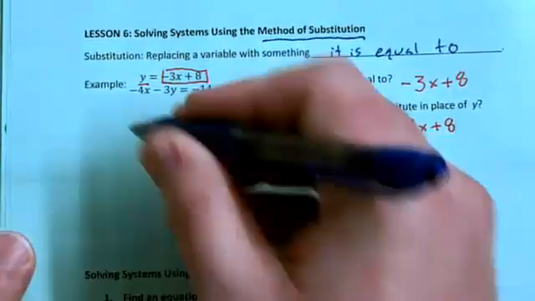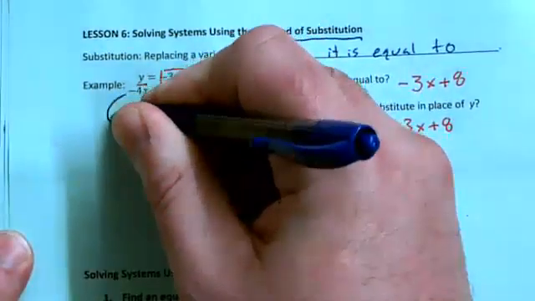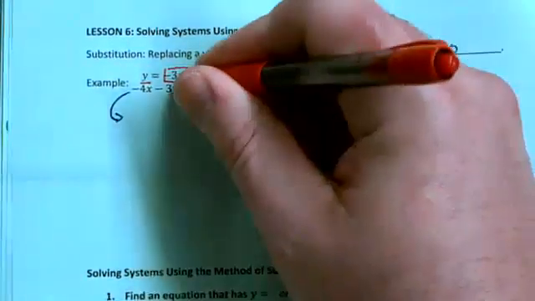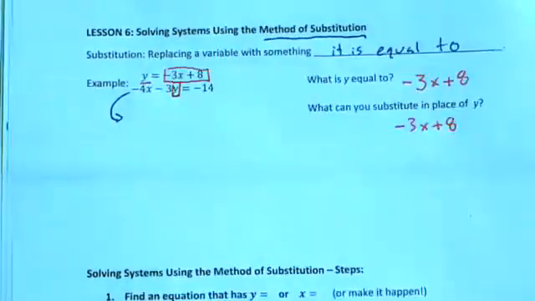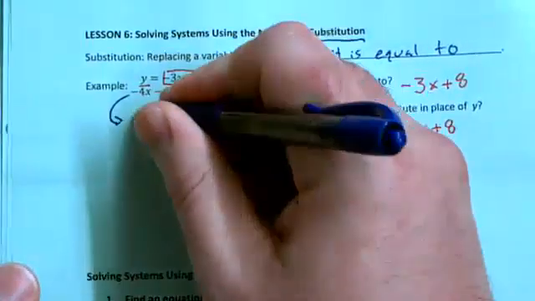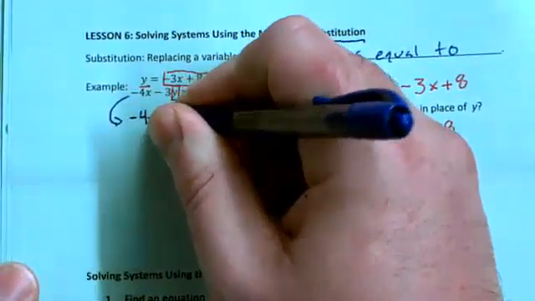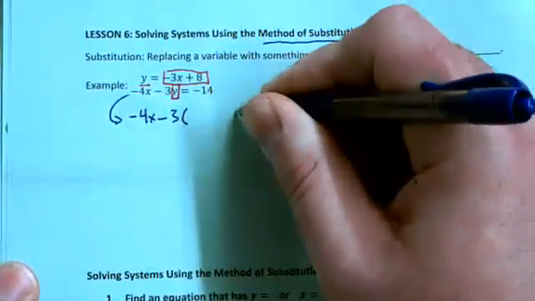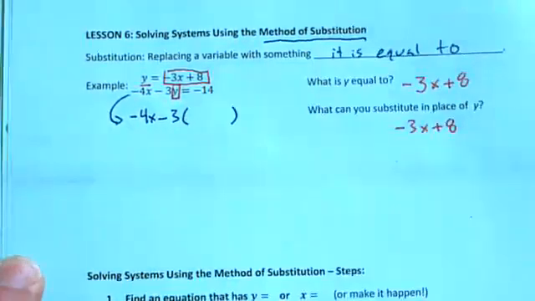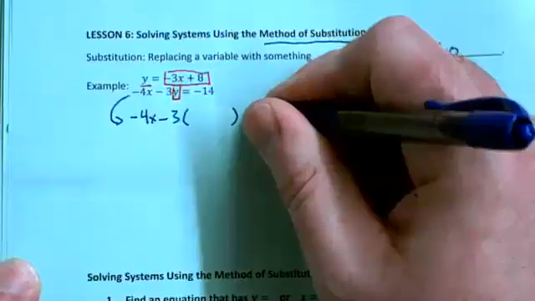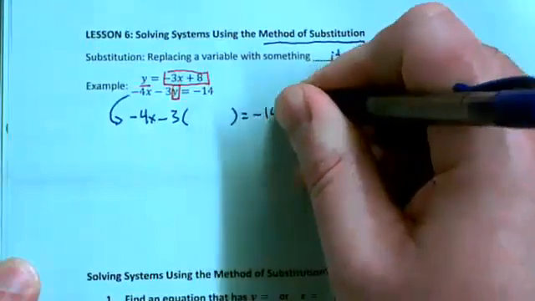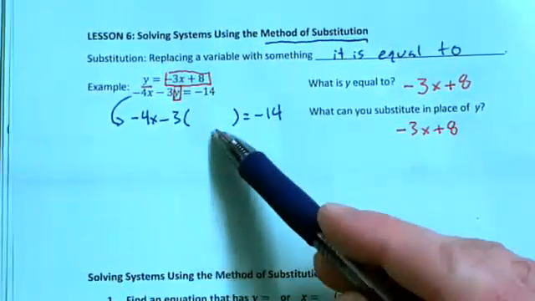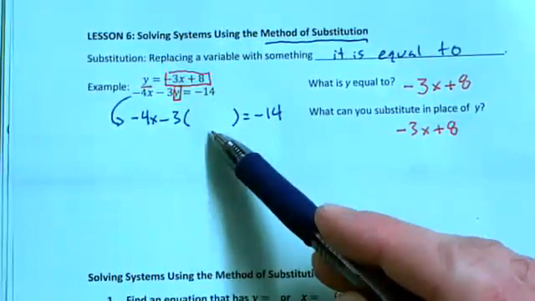So what I'm going to do is take this second equation and rewrite it, but I am going to leave out the y. Okay, so let me go ahead and rewrite this. It's negative 4x minus 3, but I'm leaving out the y. I'll leave a big space there. And that's equal to negative 14. So that's the second equation, except I left out the y. Go ahead and pause the video and get that step down.